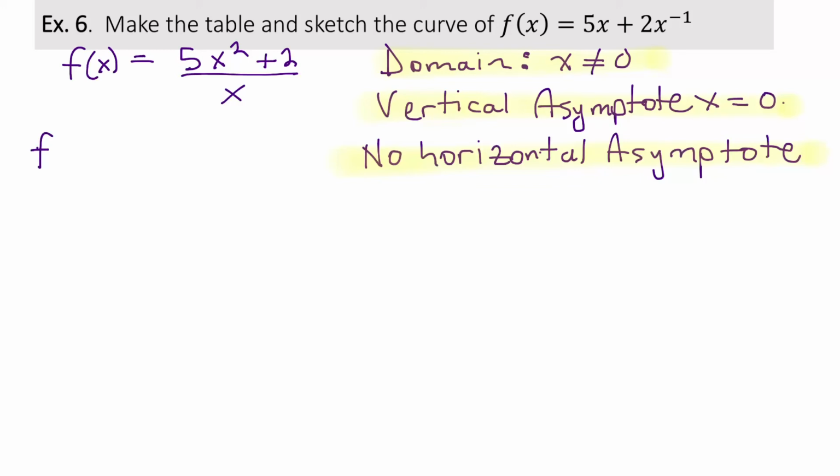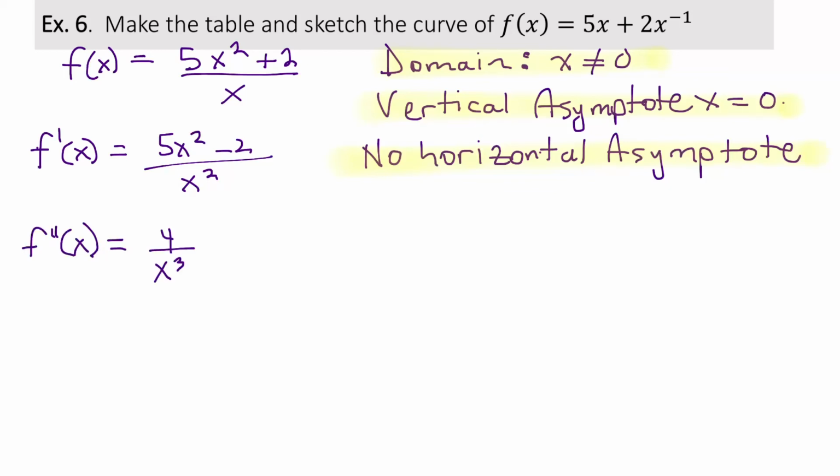And I've done that already using the quotient rule. F prime of x is (5x squared minus 2) over x squared. And I've also found f double prime of x. F double prime is 4 over x cubed. All right, so let's check for critical values.